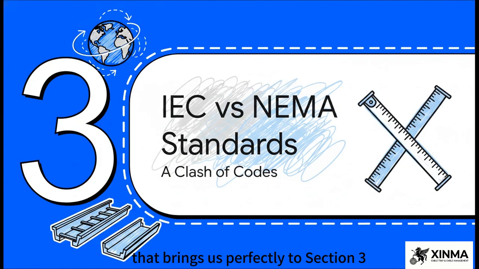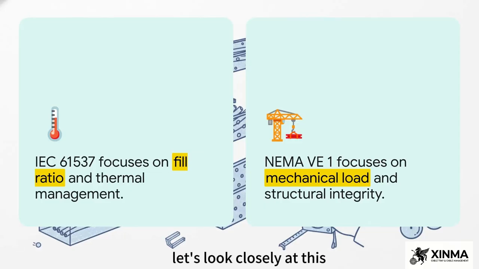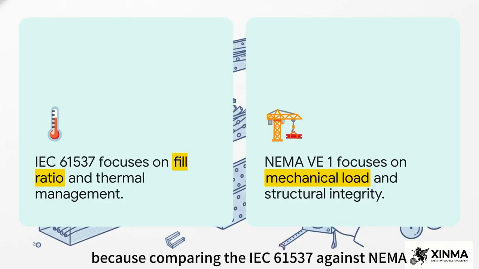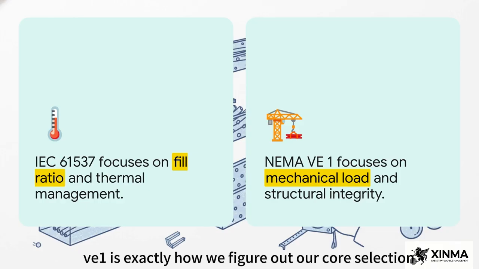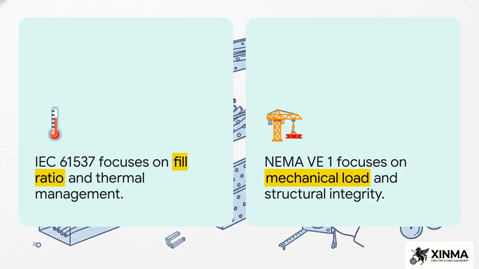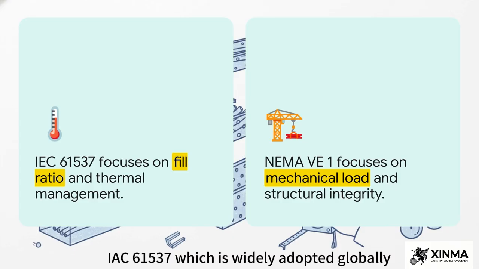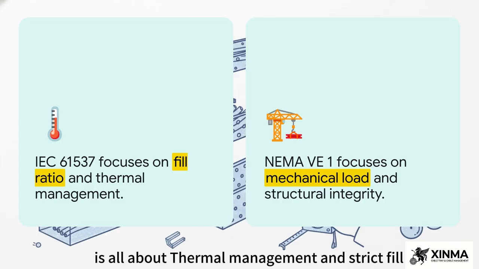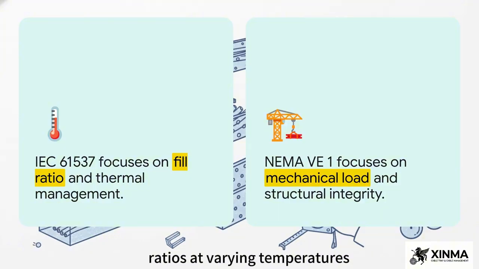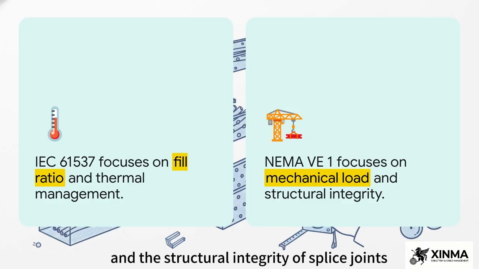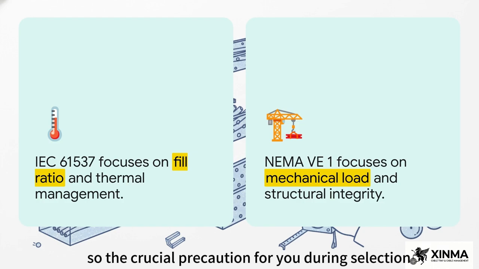That brings us perfectly to Section 3, the IEC versus NEMA standard showdown. Let's look closely at this heavyweight standard showdown, because comparing the IEC 61537 against NEMA VE1 is exactly how we figure out our core selection precautions. Here's the deal. You have to understand their distinct focus. IEC 61537, which is widely adopted globally, is all about thermal management and strict fill ratios at varying temperatures. NEMA VE1, on the other hand, the core of North American standards, is hyper-focused on mechanical load and the structural integrity of splice joints. So the crucial precaution for you during selection is this.